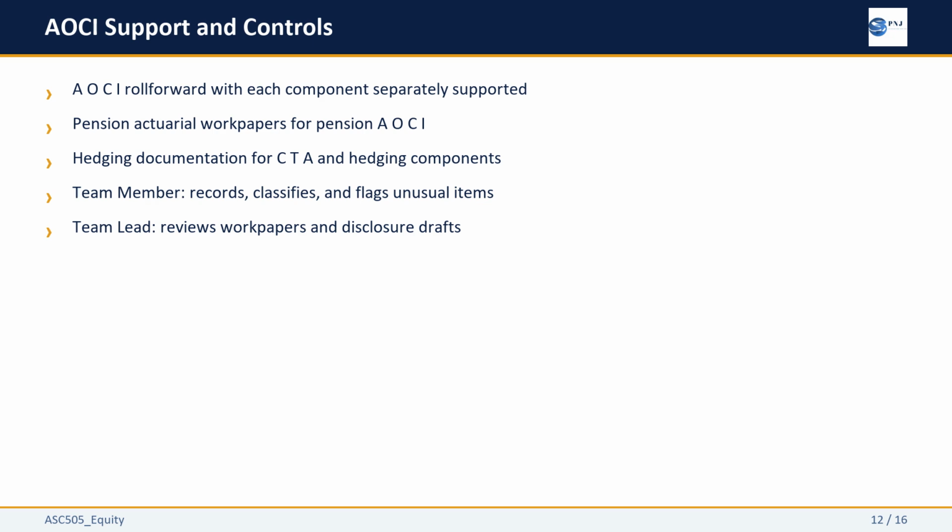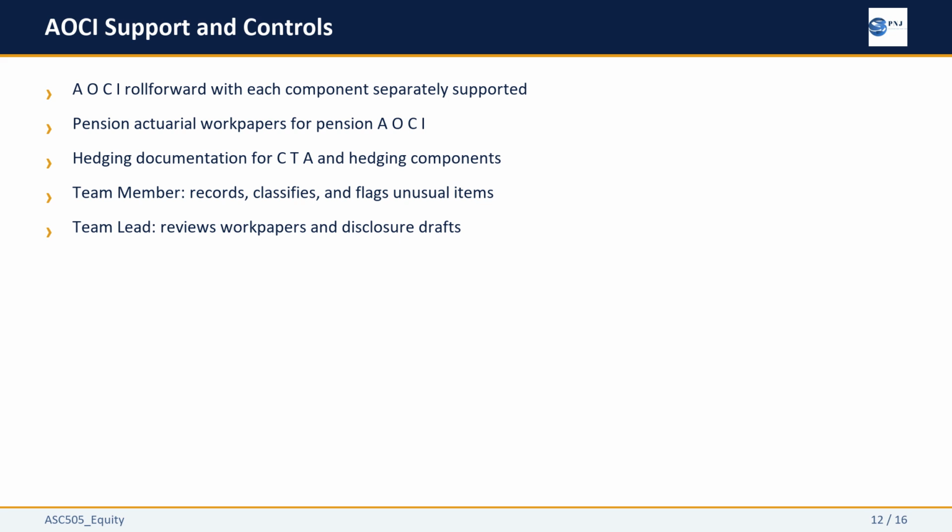AOCI deserves its own documentation package. Auditors expect a roll forward of each AOCI component. Pension adjustments need actuarial work papers. CTA and hedging gains need the underlying hedging documentation and foreign currency analysis.